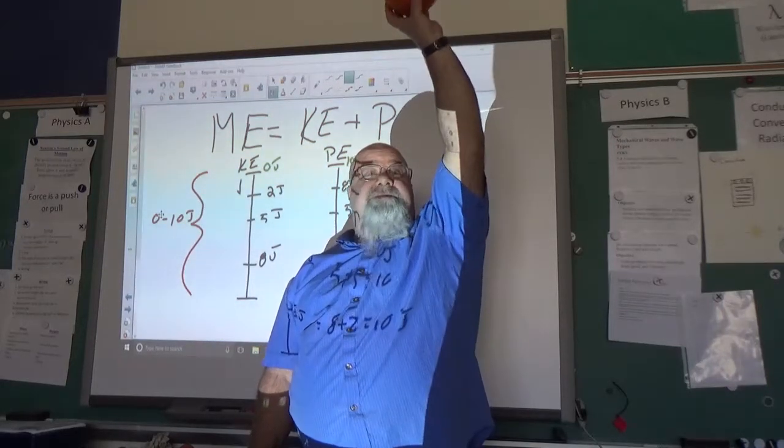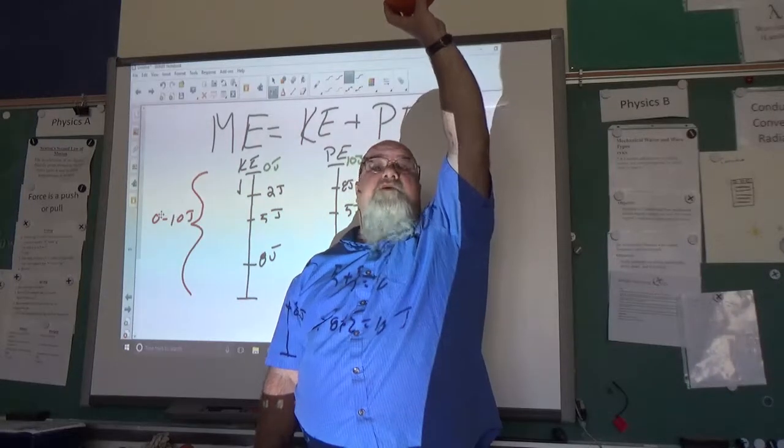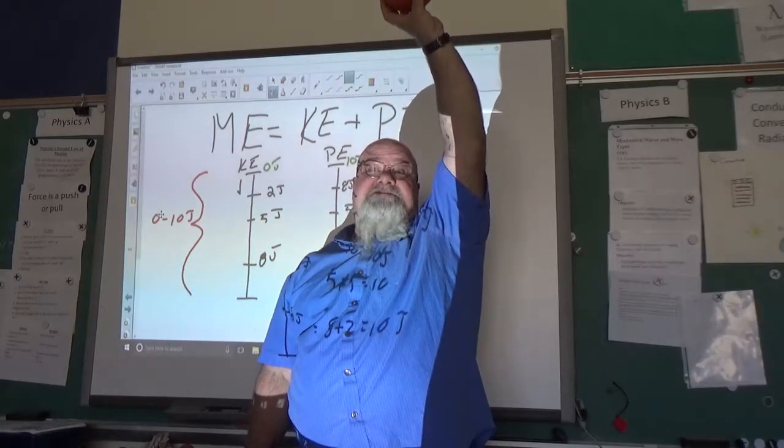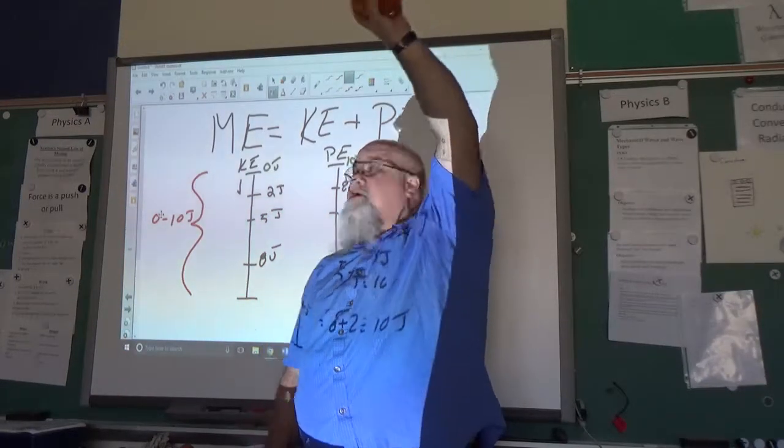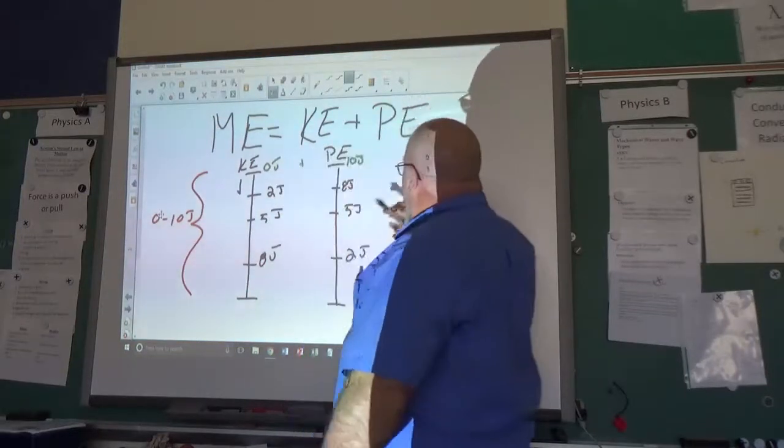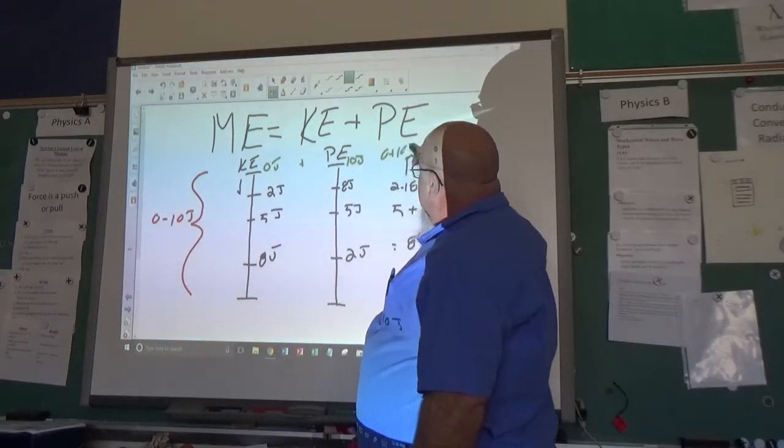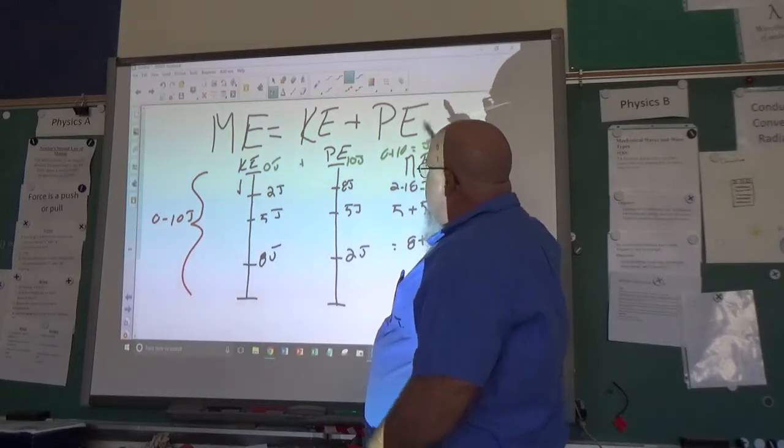So my potential energy would be 10 joules. My kinetic energy is 0 because it has a velocity of 0. Anything times 0 is 0. In other words, 0 plus 10 would equal my 10 joules.